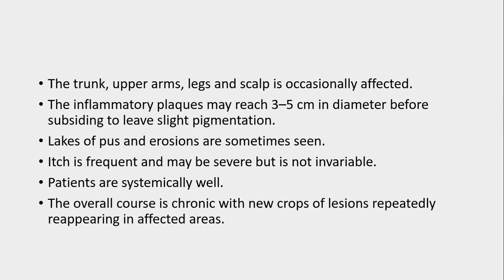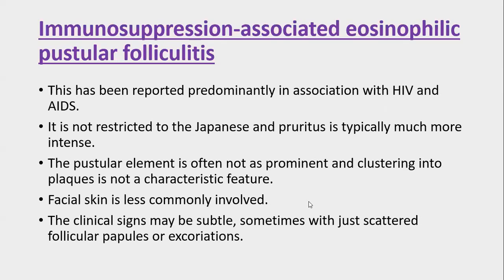Trunk, upper arm, leg, and scalp are occasionally affected. The inflammatory plaques may reach 3 to 5 centimeters in diameter before subsiding to leave slight pigmentation. Lakes of pus and erosion are sometimes seen, itch is frequent, and it may be severe. Patients are systemically well. The overall course is chronic, with new crops of lesions repeatedly appearing in the affected areas.